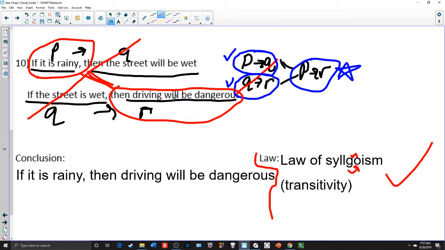So when you have two if statements, this is the law that should come to mind. And this only works if the end of the first one is the beginning of the second one. If the first statement was flipped around and said if the street is wet, then it's rainy, then I couldn't use this because it has to go diagonally. The ending of the first has to be the beginning of the second. Keep that in mind when you're doing law of syllogism, also known as transitivity.